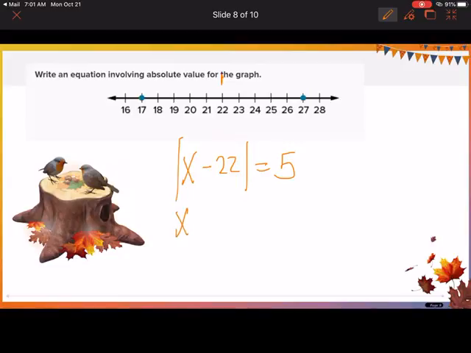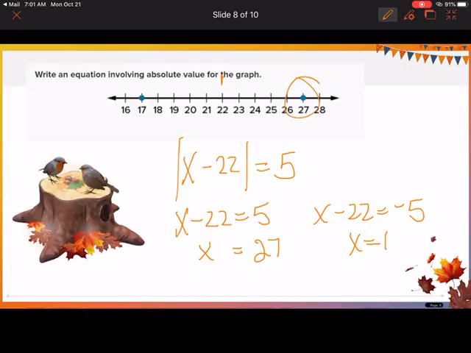So I'm going to write my two equations. X minus 22 equals 5. X minus 22 equals negative 5. I'm going to add 22, so that would be 27 equals x, which is one of them. And then we're going to add 22 over here, so that would be x equals 17, and that's the other one.